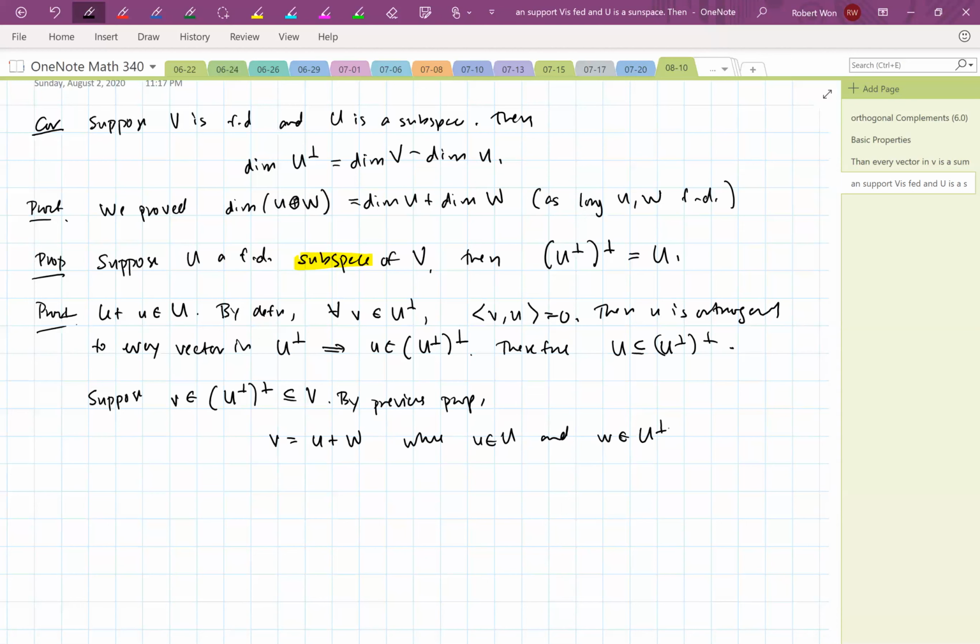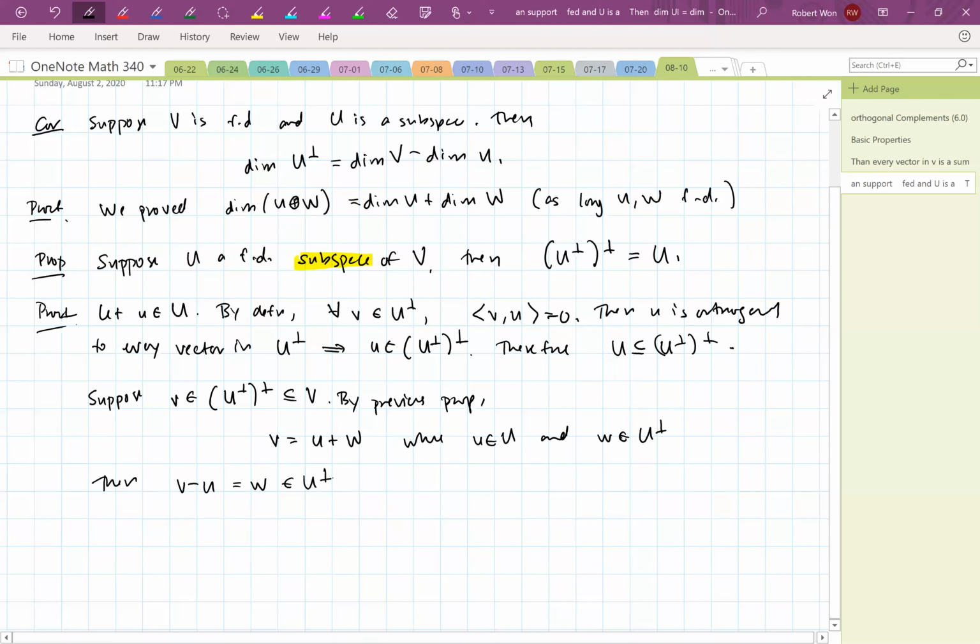Okay. But now v is in U perp perp. So then, what am I saying? v minus u equals w, and w is in U perp. That's what I'm trying to say. And since u is in U, this means that u is in U perp perp. That's what we just showed in the previous half of this proof. And also v is in U perp perp, that's what we're supposing at the start. So this means that v minus u is in U perp perp.